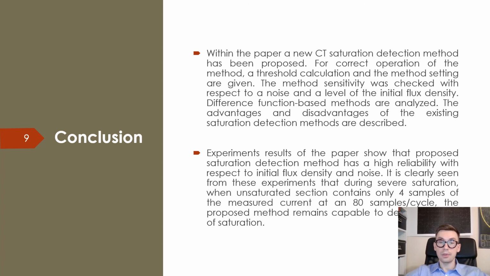It's clearly seen from the experiment that it's possible to detect the areas using just 4 samples of the measured current. I would like to note that digital substation possibilities provide more than 80 samples per cycle, so there's great potential to increase the reliability of the method and to detect some other areas of saturation and malfunction of the current transformer. Further investigations will include the method of restoring the signal to the initial value.